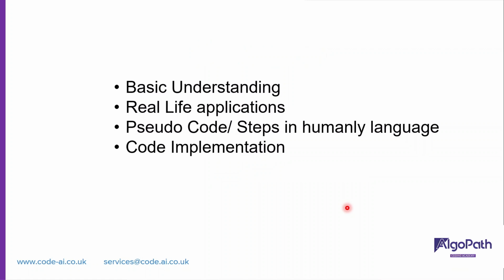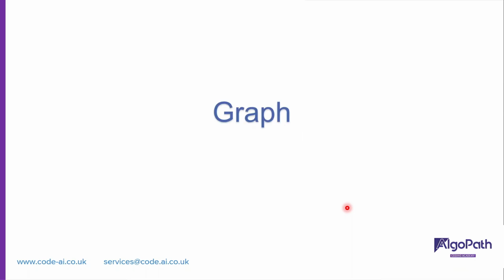Here what we will do, we have the basic understanding, we'll see some real life applications, we'll have some examples for that. We'll have a look at the pseudocode steps in human language to understand what actually happens in the algorithm. Then we'll see the code implementation for the topic. Right. The first thing that we'll be talking about is graph.